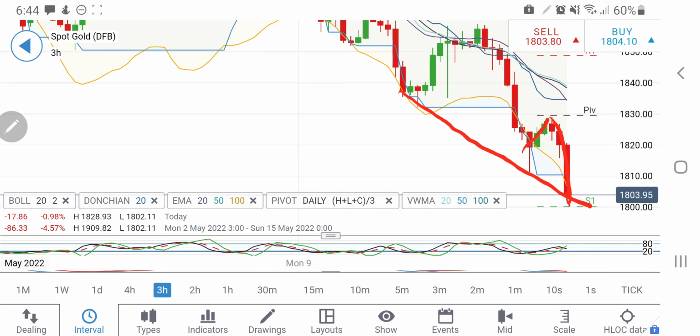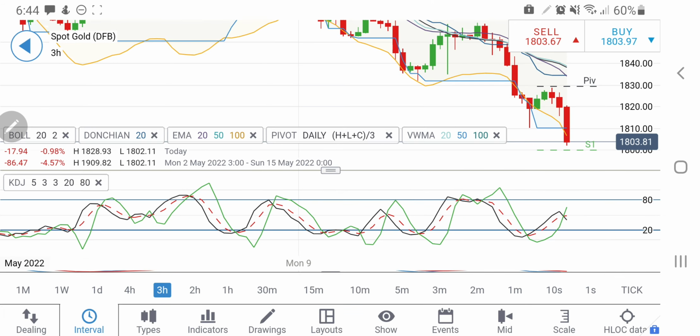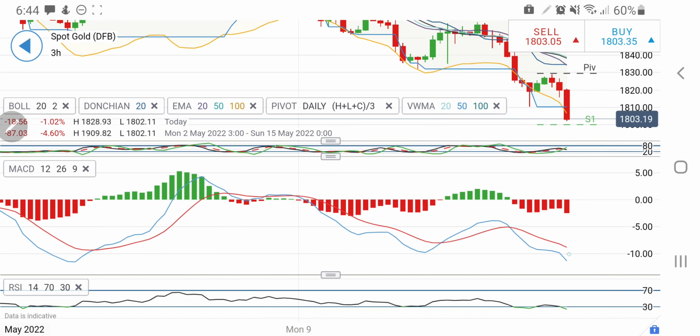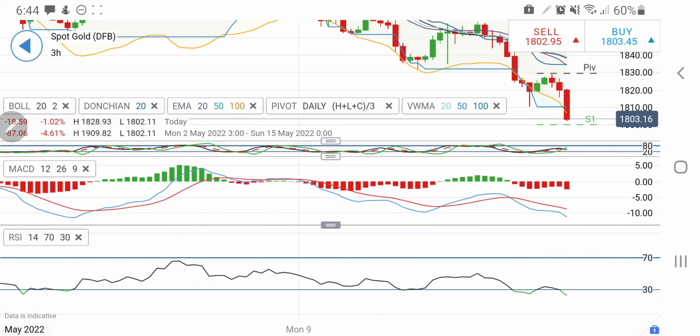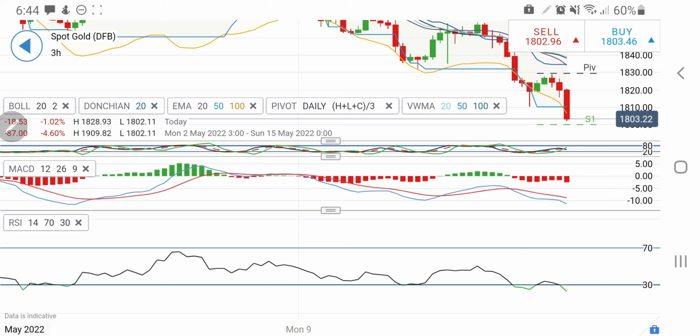If it breaks this zone at 1800, 1802 levels, possibly we may see a very strong fall. Look at the 3 hour stochastic. This is again reversing, trying to enter into oversold levels. MACD is again wide divergent, indicating strong bearishness, and RSI is oversold here too.